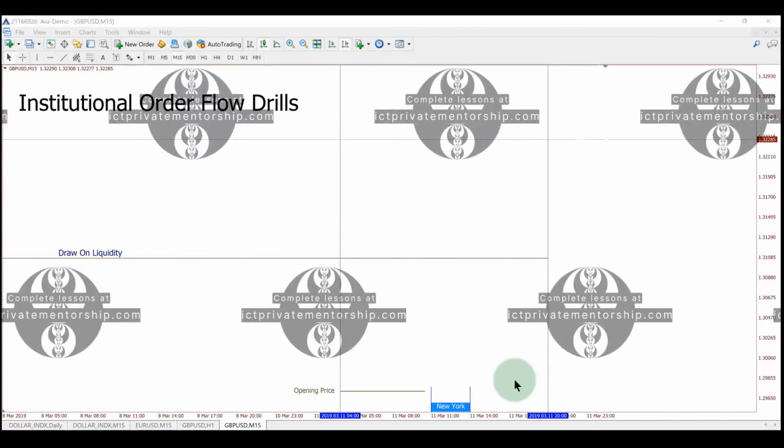Okay, well, you can open up any pair whatsoever. I don't care. It can be an exotic. It could be another major. Whatever you want to look at and study. Okay, this is how you use your time efficiently. You draw out your kill zone using the New York kill zone and waiting for specific things to unfold.